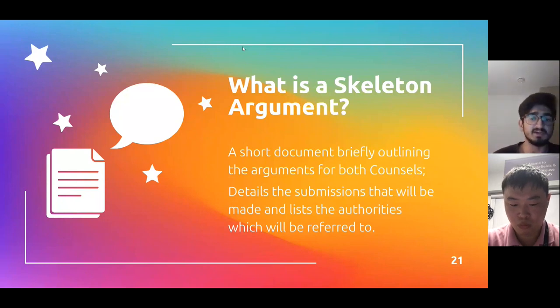The submissions ideally shouldn't be more than maybe a line or two long. Again, a big part of mooting is being able to communicate your arguments in a concise, but also very much to the point manner. And then you'll also need to provide a list of the authorities. These are both cases and any statutes which you may be referring to, alongside any law reform reports or any academic articles that you may be referring to if you wish.